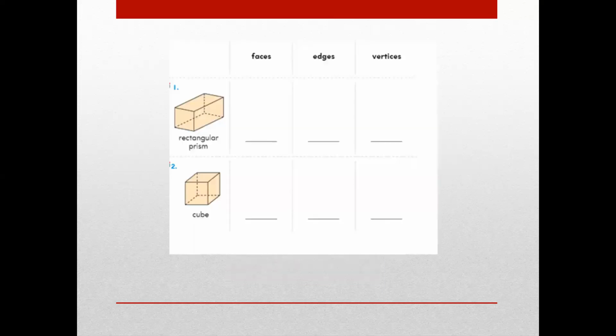Now I'm going to show you an image. This one is a rectangular prism and this one is a cube. How many faces do you see here, children? Let's count. What is a face first of all? This part on top, this part on the bottom. All these together, how many do we have? Very good, we have 6 faces, exactly.